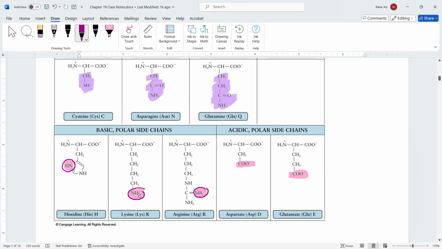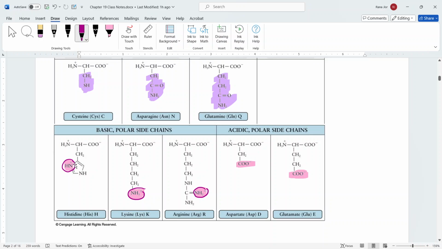Same thing, this was an NH2. It takes a hydrogen and it becomes an NH3 positive charge. Same thing, this one was an NH. It takes a hydrogen and it becomes an NH2 positive charge. This is why amino acids that have basic polar side chains should end with a positive charge.